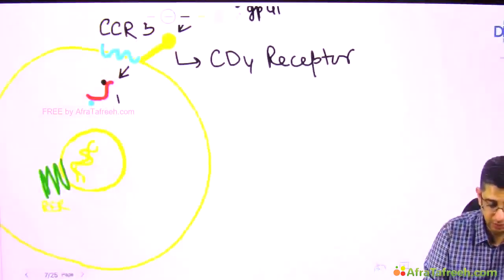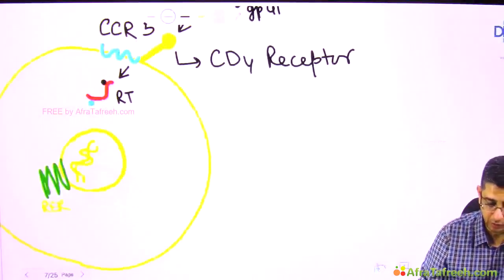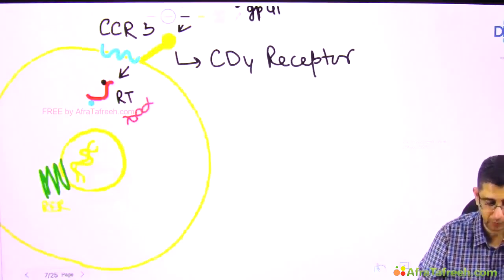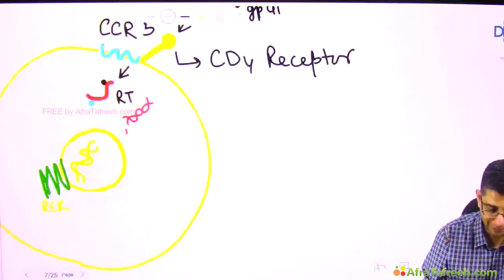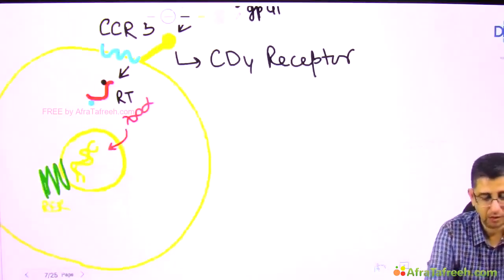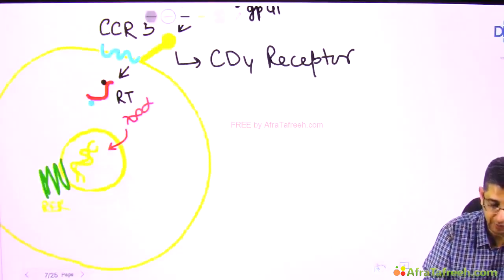Now there is an enzyme by the name of reverse transcriptase which comes into the picture, and what it is going to do is convert this RNA into a double-stranded DNA molecule. And once the double-stranded DNA is produced here, this goes inside the nucleus, and the role that will be played now is by an enzyme by the name of integrase.